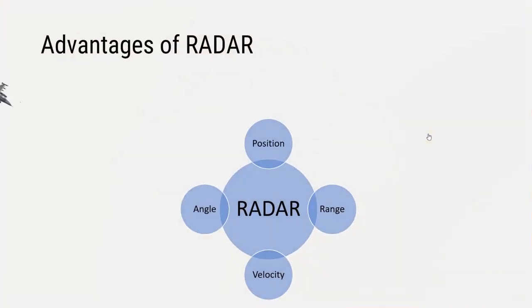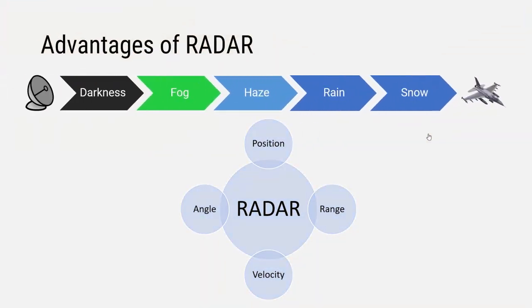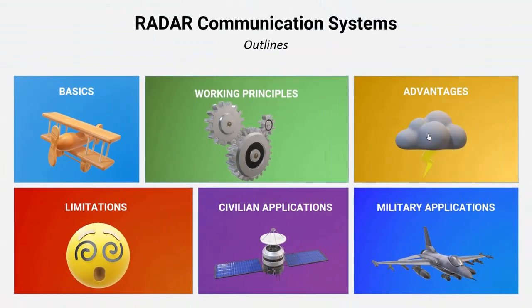So the main advantage of using the radar system is actually that the radar can see through darkness, haze, fog, rain and snow, etc. So basically the radar is not affected by the external environmental parameters. That's one of the main advantages of radar systems. And secondly, it is able to determine the position, range, angle and also the velocity of the object. So these are some of the advantages of radar systems. Let's go ahead with the limitations of the radar system.